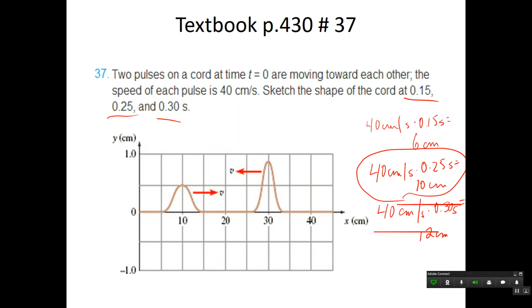Anything before and after that is just going to be less constructive. It's still constructive interference, but not to its maximum potential. I'm going to draw one of the other ones. This one is the 10 centimeter one. So the resultant wave is going to be something like that. That would be the resultant wave here at 0.25 seconds.